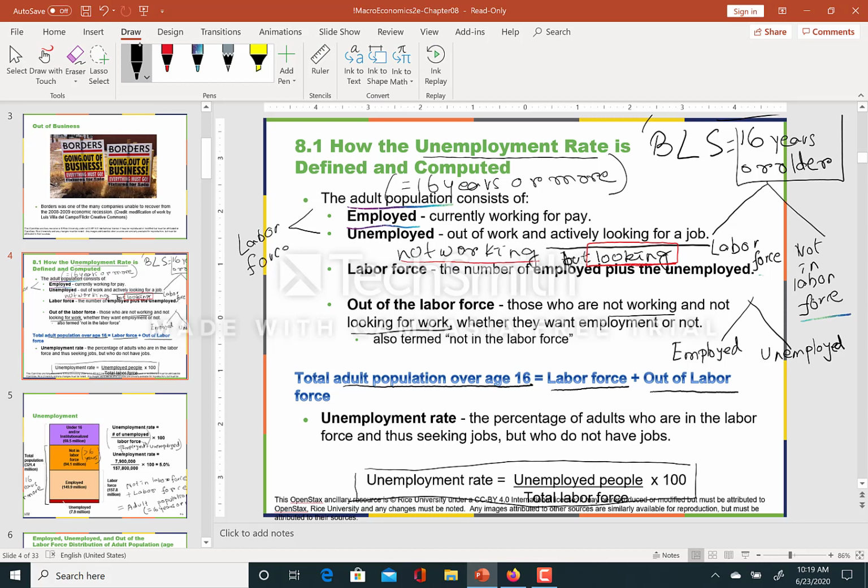By employed, you can be either working part-time or working full-time. And by unemployed, you are not working but actively looking for a job. Now, if you are a student, you are not working and not looking for a job, you are classified to be out of the labor force.